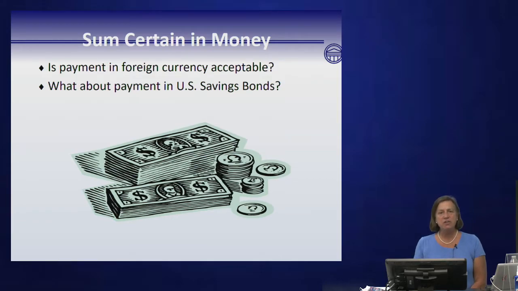And money means currency. Cash means cash. All right, so is payment in foreign currency acceptable? Yes. That's cash. How about payment in U.S. savings bonds? No, that's not cash. How about payment in gold bullion? No, that's not cash.